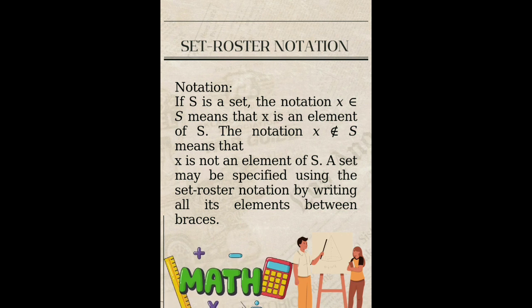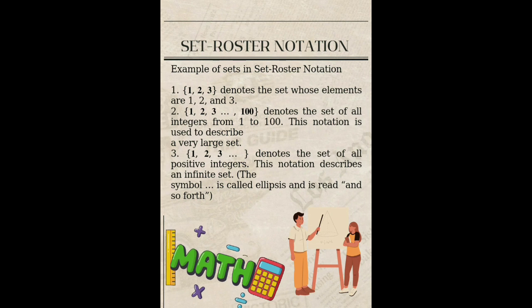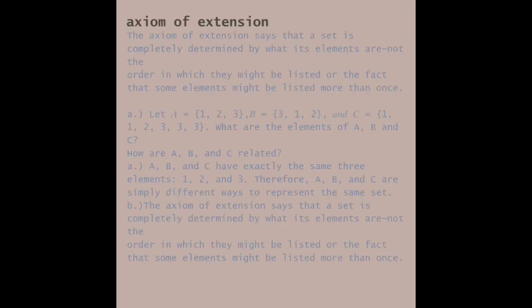A set may be specified using the set roster notation by writing all its elements between braces. Examples of set roster notation. Number 1 denotes the set whose elements are 1, 2, and 3. Number 2 denotes the set of all integers from 1 to 100. This notation is used to describe a very large set. Number 3 denotes the set of all positive integers. This notation describes an infinite set. The symbol is called an ellipsis and is read "and so forth".